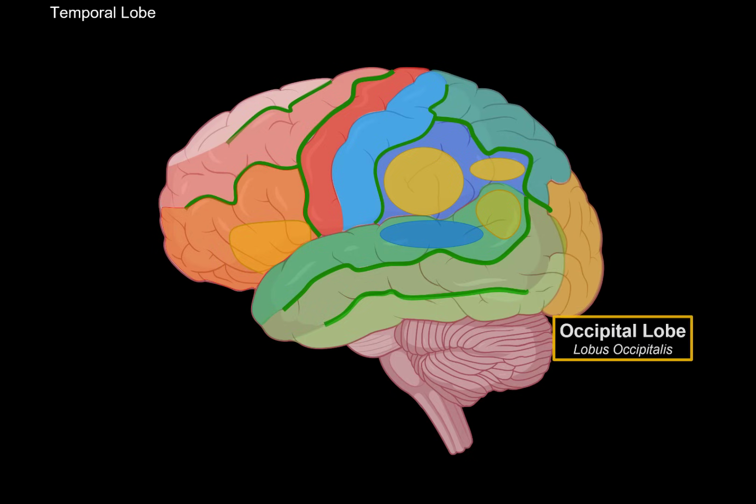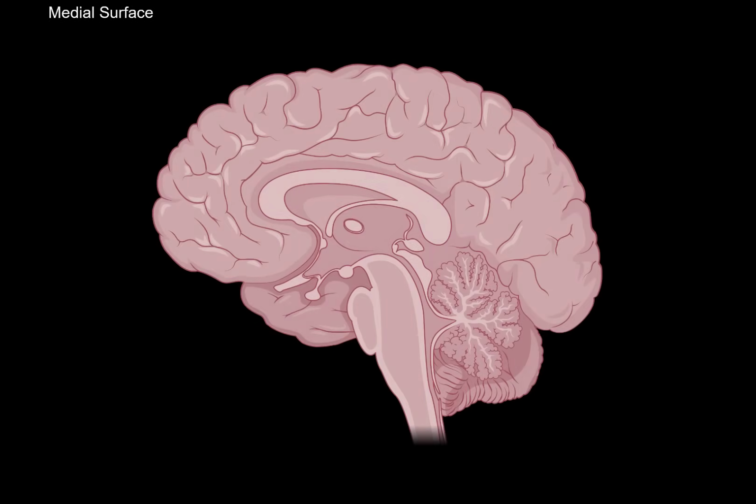Next, let's do the occipital lobe. There is not much to say about this lobe from this perspective, as you're only seeing a small portion of it. But if you turn this image to the other side, we can look at the medial surface of the cerebral hemispheres. Let's now focus on the gyri and sulci we will find in this area.